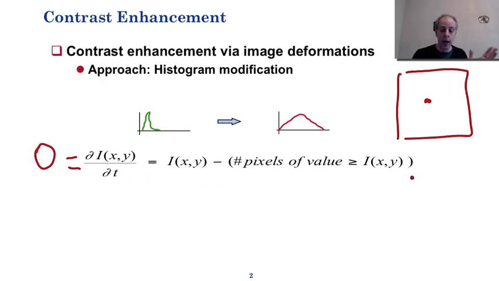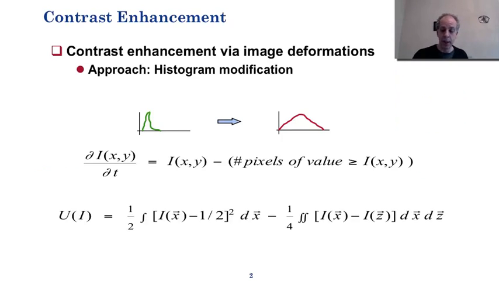Now, of course, in the same way that you can do partial differential equations, you can try to do this contrast enhancement by solving a variational problem. And here is an example of such a variational problem.